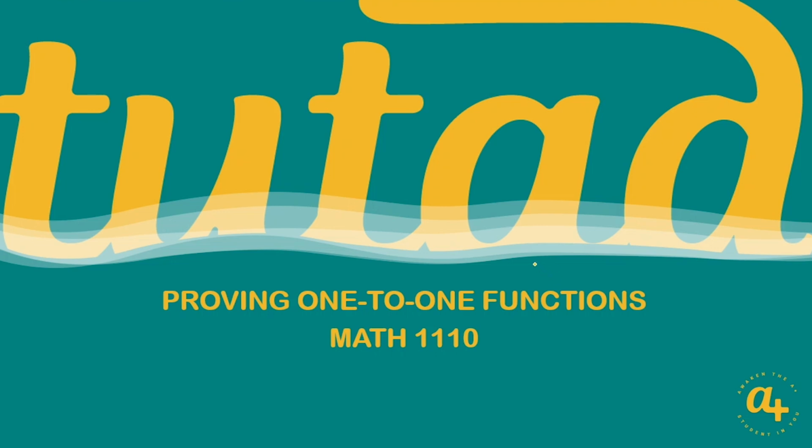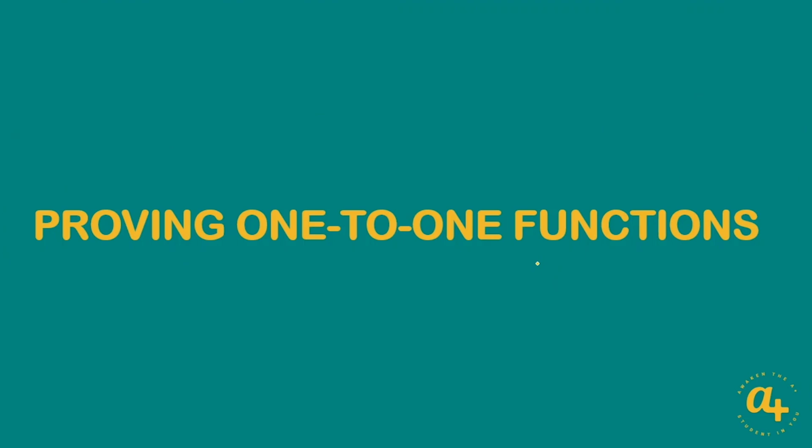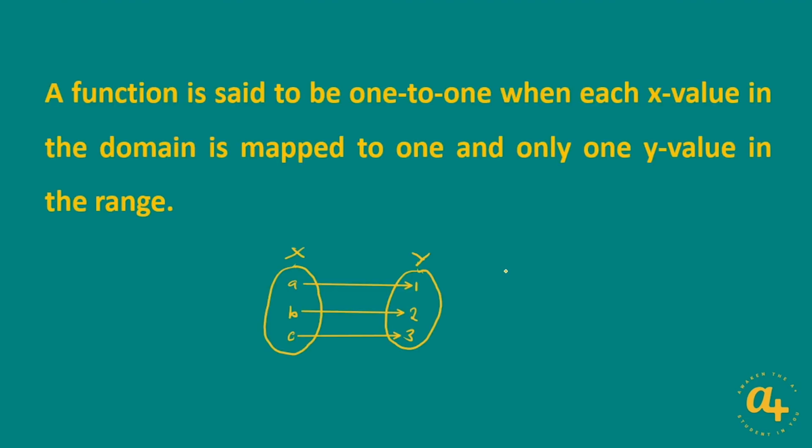In today's lesson, we are going to be proving whether a function is one-to-one or not. But before we can get to the point of proving whether a function is one-to-one or not, we first have to define what a one-to-one function is. A function is said to be one-to-one when each x value in the domain is mapped to one and only one y value in the range.